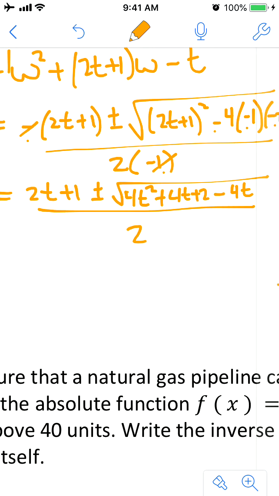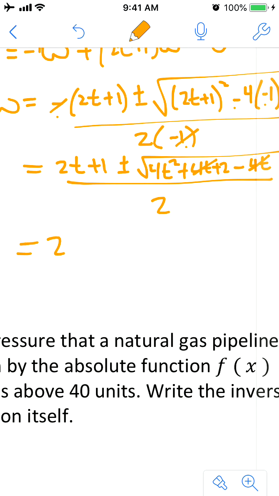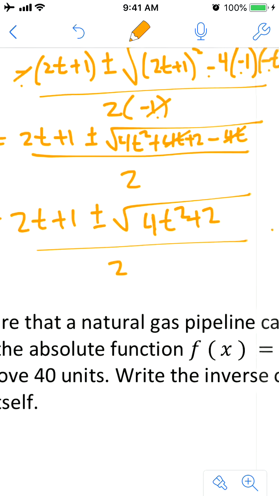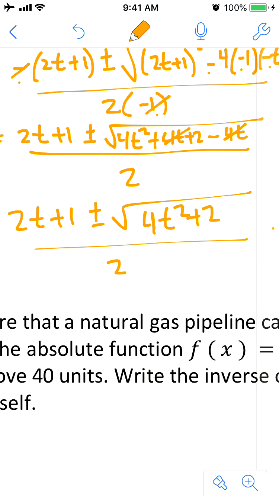Alright, super close. These two are going to cancel, right? 4t and negative 4t. We end up with 2t plus 1 plus or minus the square root of 4t squared plus 1, all over 2. We could factor out a 2, but that wouldn't help us too much. So we are finished. There's not much more we can do under that radical, those t squareds. If it was a minus, I might consider some difference of squares, but since it's a plus, we are done.